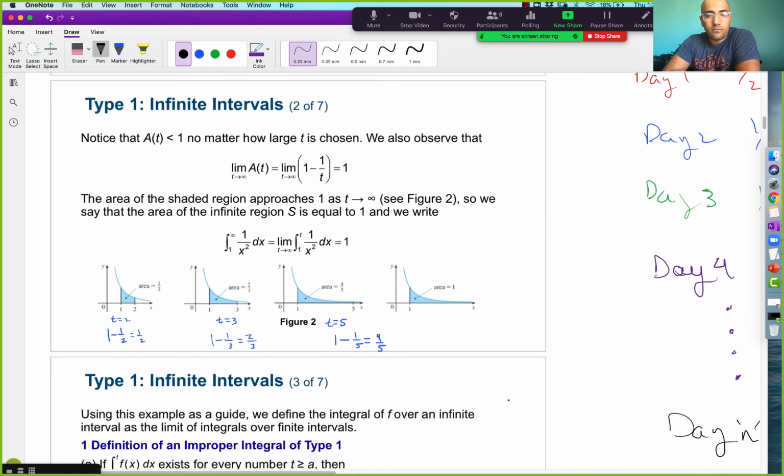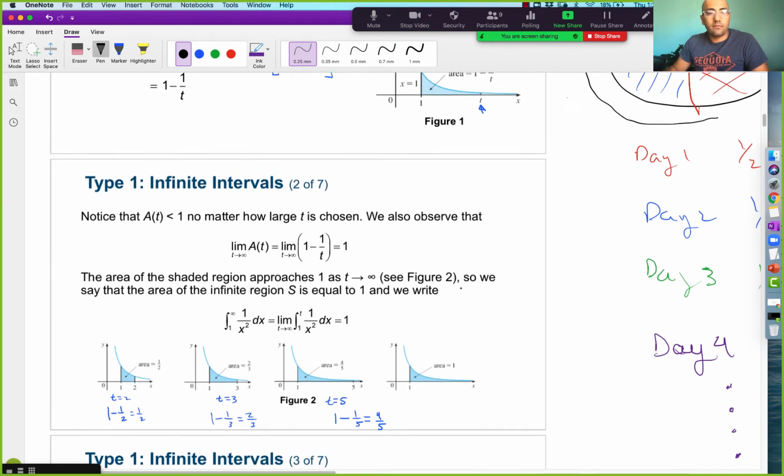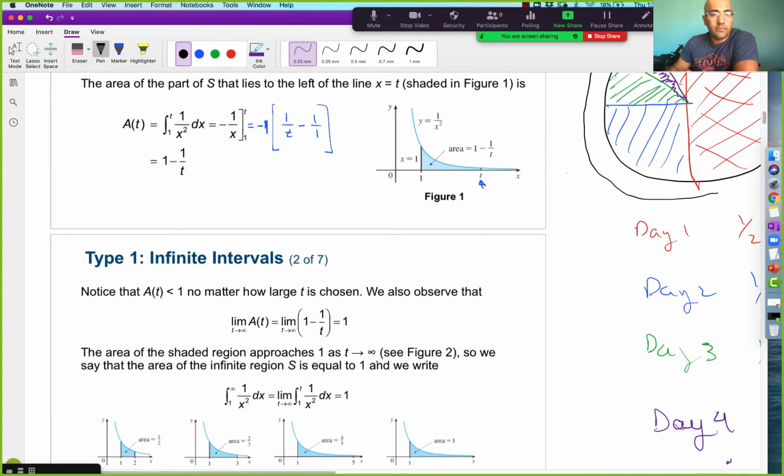Good. Questions? If you have a little sister or a nephew or somebody who's turning 1, you can put this on their birthday cake. It is exactly 1. Happy limit as t goes to infinity of 1 minus 1 over t. That is 1.